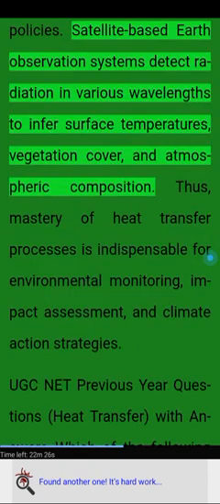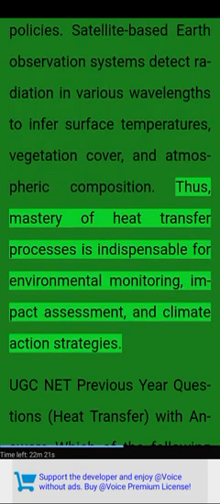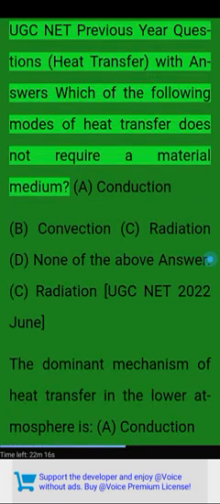Satellite-based Earth observation systems detect radiation in various wavelengths to infer surface temperatures, vegetation cover, and atmospheric composition. Thus, mastery of heat transfer processes is indispensable for environmental monitoring, impact assessment, and climate action strategies.